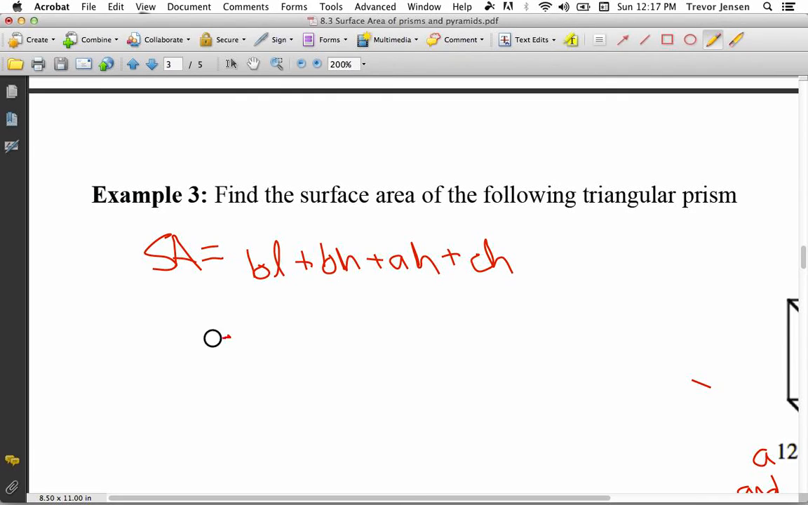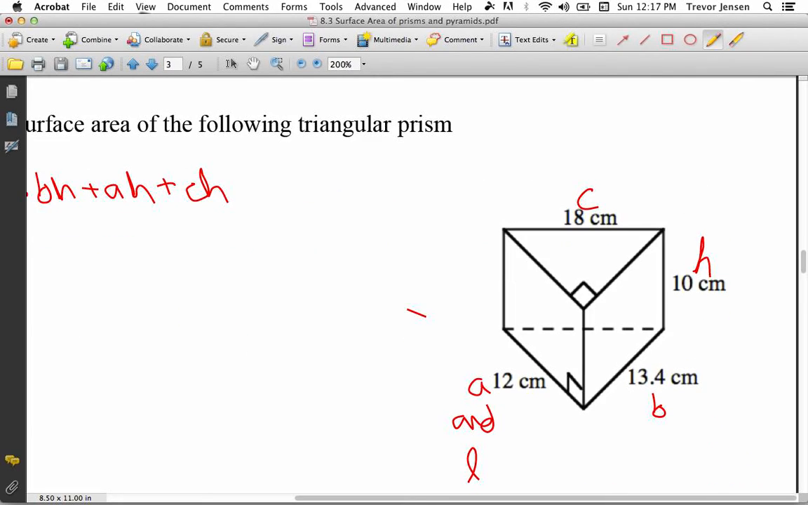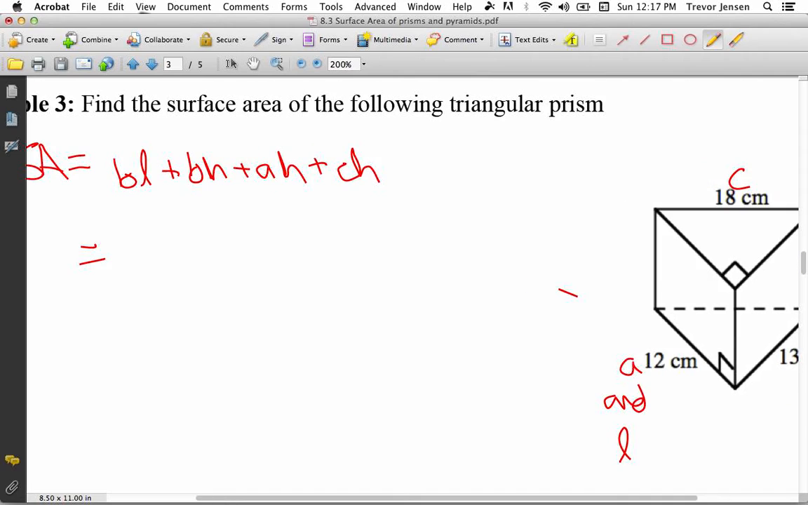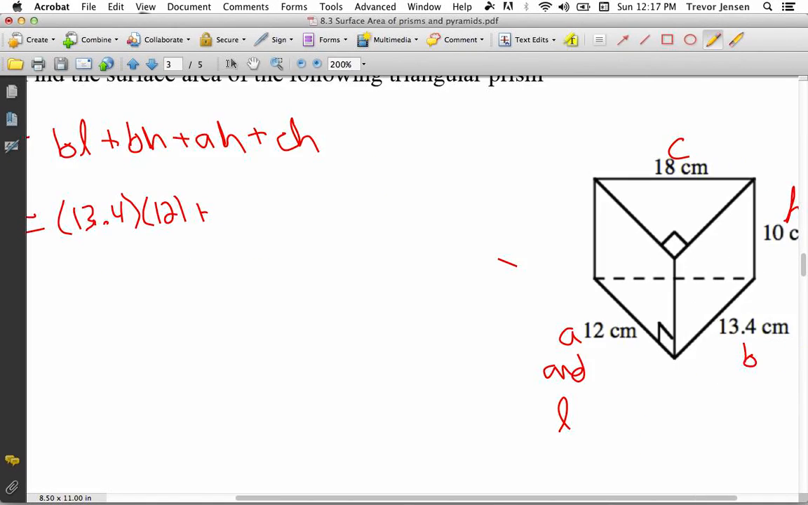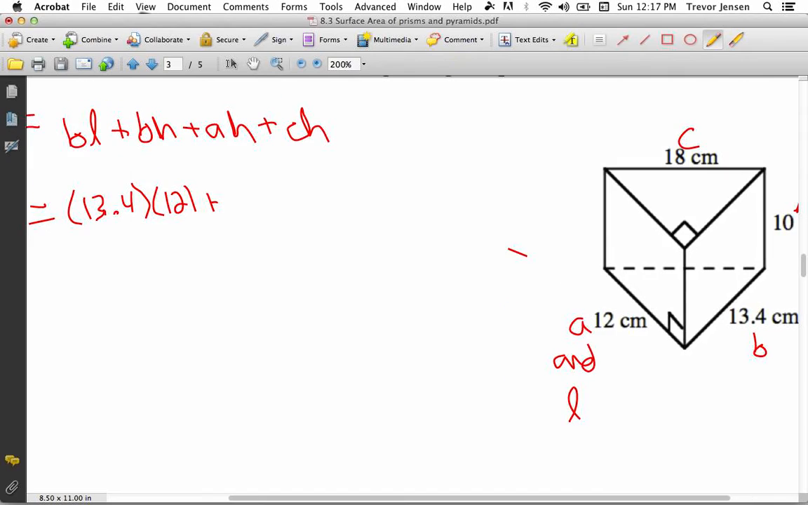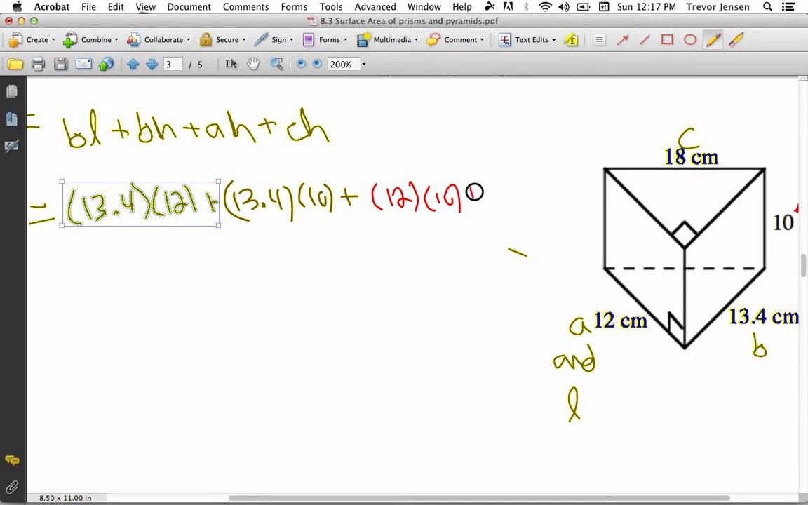So let's plug everything into our formula now. B times L, so 13.4 times 12 plus B times H, 13.4 times 10 plus A times H. Remember A is 12 as well. 12 times 10 plus C times H, which is 18 times 10.